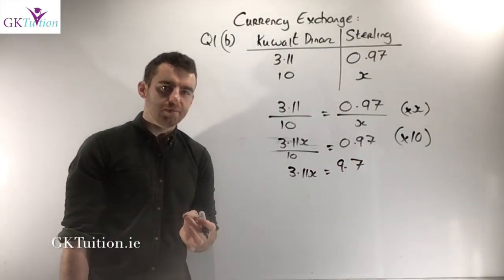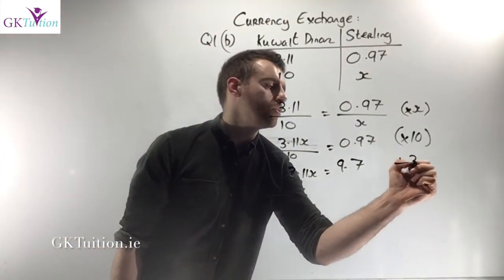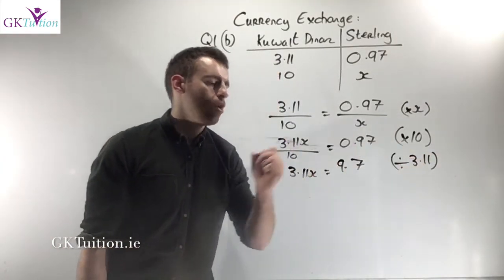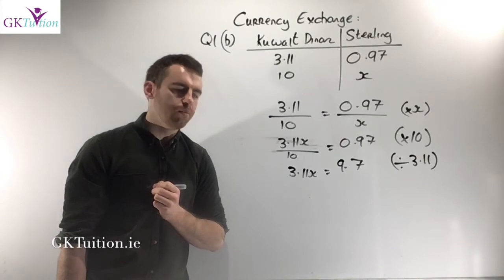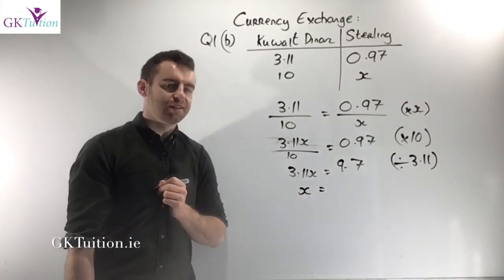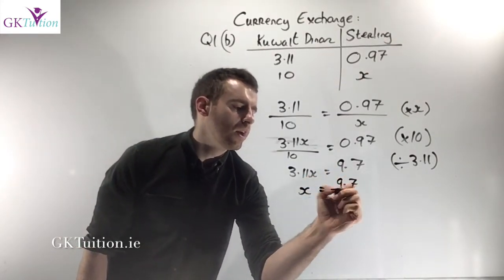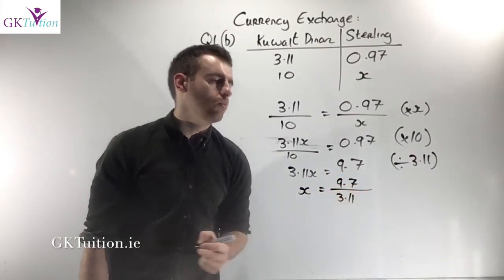Now my goal needs to be to get x on its own, and in order to do that, you're going to divide both sides by the coefficient of x, or in other words, divide both sides by 3.11. If you divide the left hand side by 3.11, you'll get x. If you divide the right hand side by 3.11, you'll get 9.7 divided by 3.11.